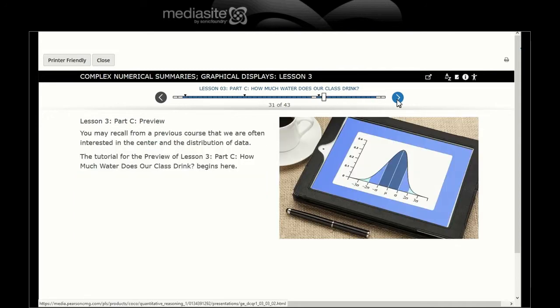Maybe recall from a previous course that we are often interested in the center and the distribution of data. 3C, how much water does our class drink, begins here. Notice what we have in the picture on the right is a normal distribution. It starts low, peaks, and then falls off in a very symmetrical fashion. Symmetrical means if I was to go where the mean is and fold that sheet of paper in half, the two sides would fold exactly on top of each other.